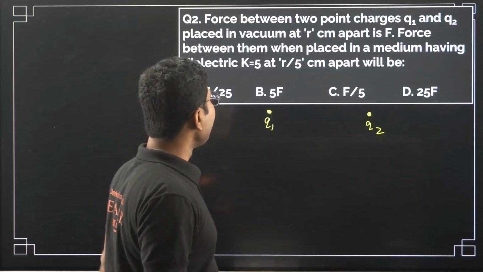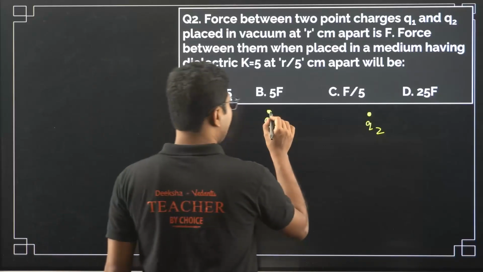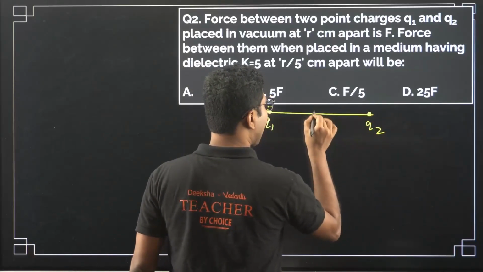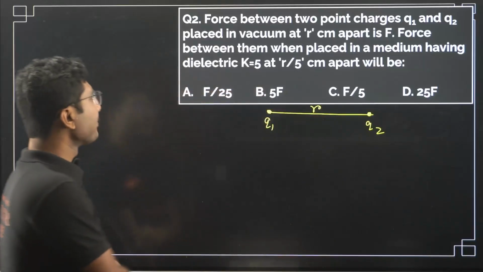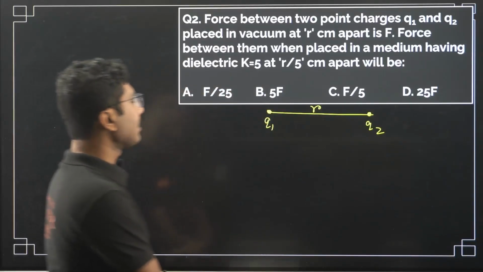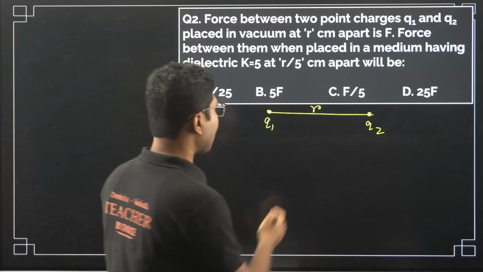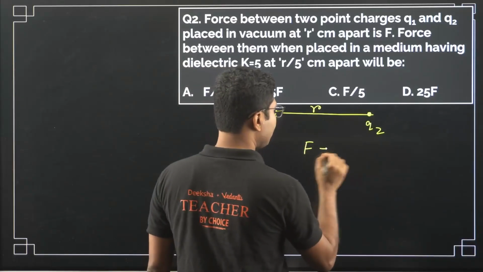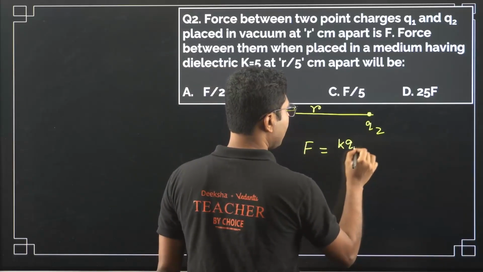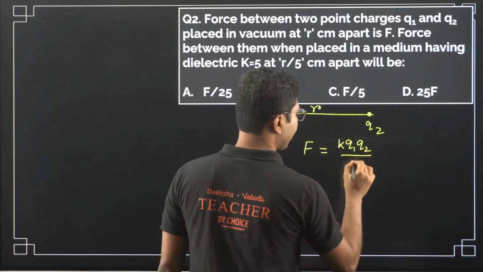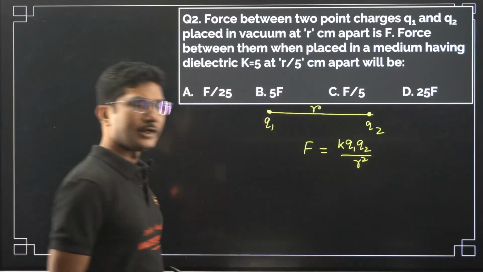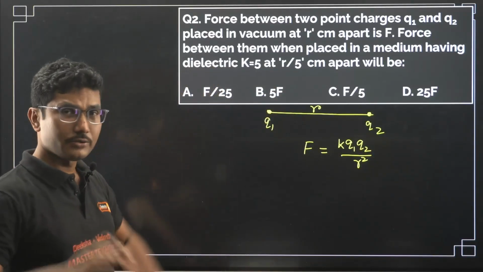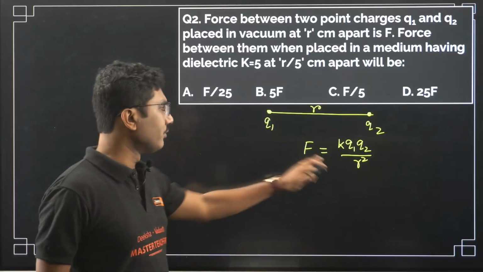Q1 and Q2 are placed in vacuum r centimeter apart. So initially they are at a distance r centimeter. Centimeter, meter does not matter. The force is F. So what is F? F is equal to k Q1 Q2 by r square. I am not converting centimeter into meter. That is just to distract you, so don't worry about it. So this is the force.